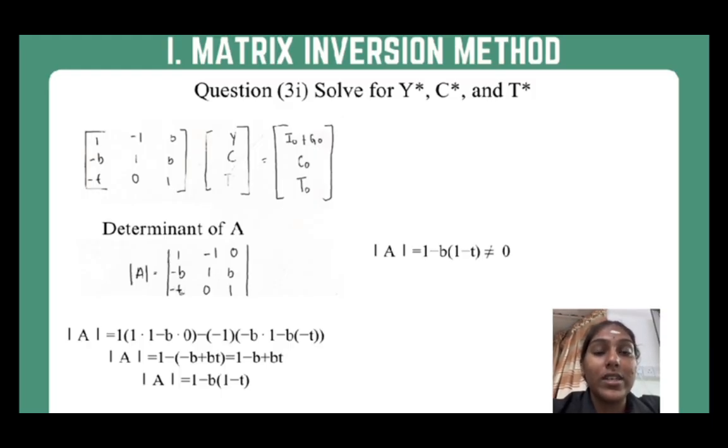This result is important because the determinant determines whether the matrix is invertible. Since (1 minus b) times (1 minus t) is not equal to 0, we can conclude that matrix A is invertible. Therefore, the inverse of A exists, and we can proceed to compute the adjoint of A and ultimately solve for the unknown variables using the matrix inversion method.